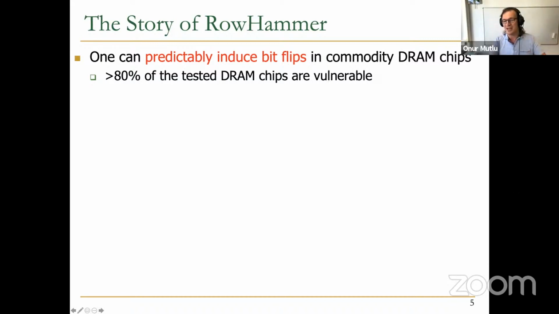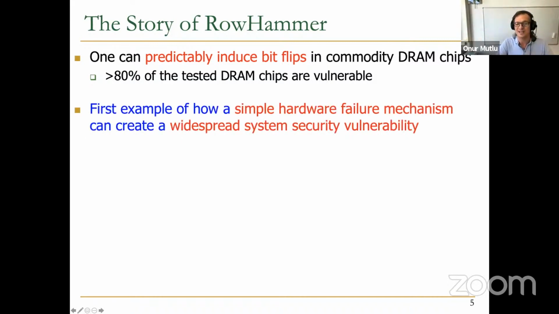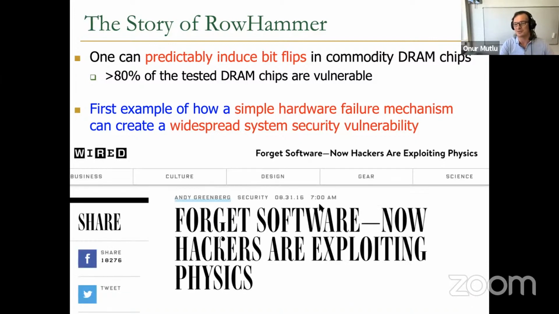over the system. And again, we're going to go into more detail of this in later lectures so that you can understand the scope of something like this in computer architecture and also system security. But this is the first example of how a simple hardware failure mechanism can create a widespread system security vulnerability. And you can also read articles that are much, much higher level than this course that talk about essentially: forget software. Now hackers are exploiting physics.